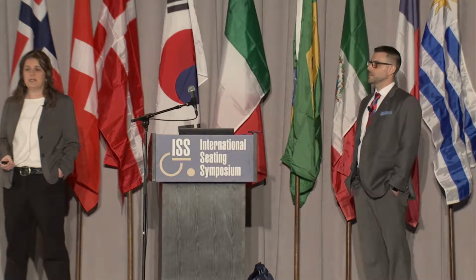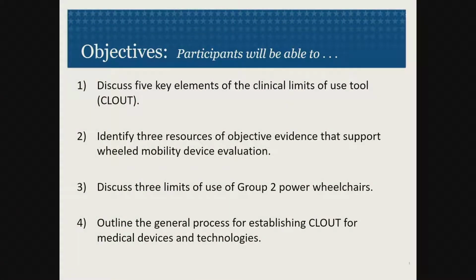Brad and I are going to share with you a concept paper that we hope will be a valuable tool in your clinical settings. Optimized wheeled mobility device recommendations with CLOUT. The CLOUT document is the clinical limits of use tool for wheeled mobility devices. So we want you to become familiar with what that tool will be, to be able to identify 3 sources of objective information to support the work that you're doing in your clinical settings related to this particular topic, to be able to discuss 3 limits of use of Group 2 power wheelchairs.